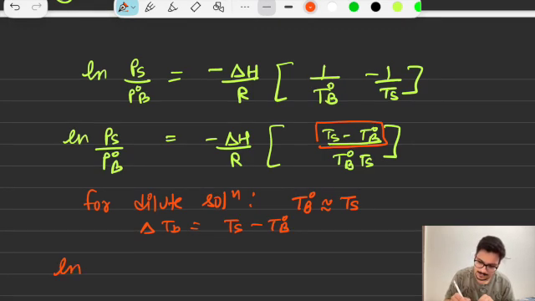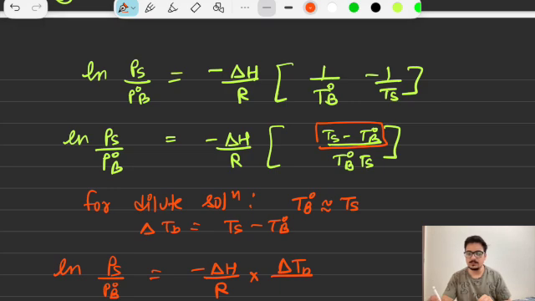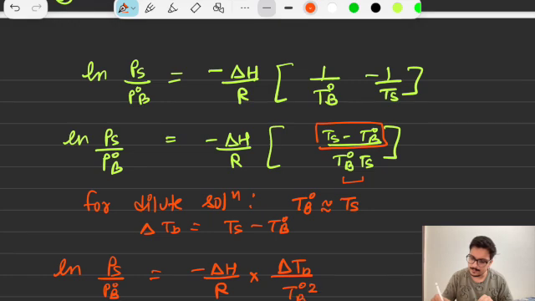Okay, so natural log Ps upon P naught B would be equal to minus delta H upon R into delta TB upon T naught B square, because what we have assumed is that T naught B and Ts are approximately equal.